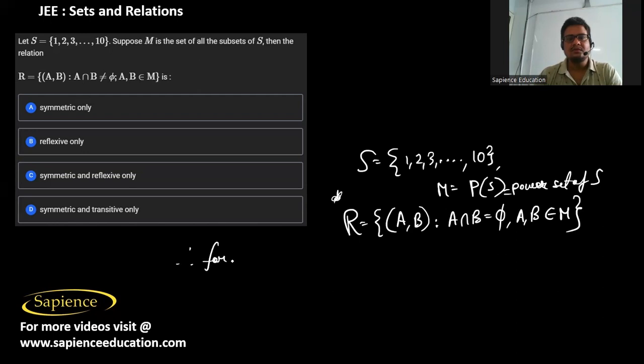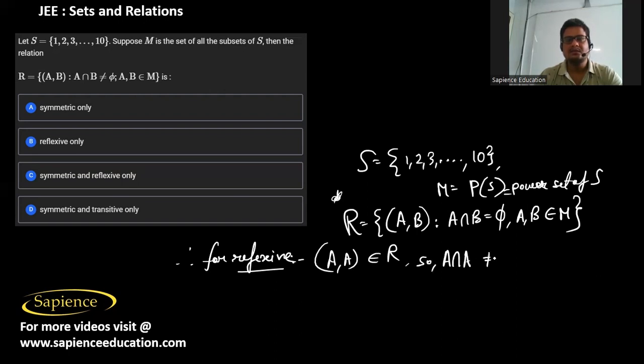Therefore, now for reflexive, we should have that A comma A should belong to the set R. So now A intersection A is not phi. So therefore the relation R is not reflexive.